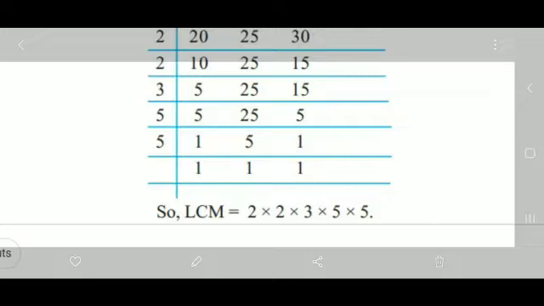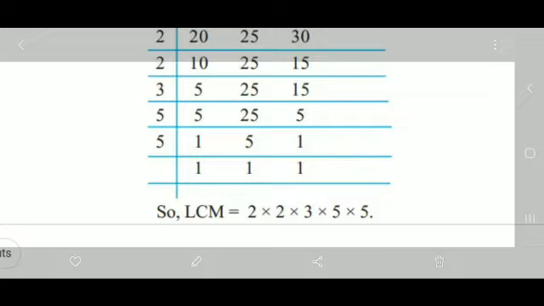3 is common in 15, so you just take it. It is not compulsory to take this number first; that is up to you. If you are taking a number, you can divide by the maximum numbers. In 15, 5 threes are there.